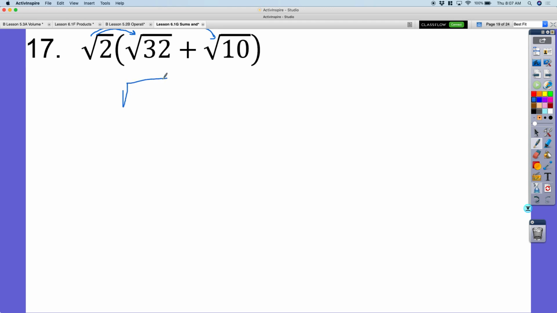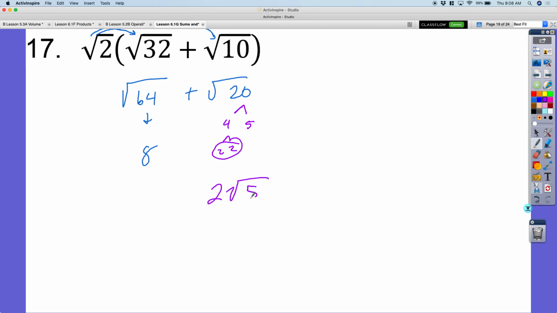This would give me the square root of 64 plus the square root of 20. Then all we're going to do is solve both of these. So the square root of 64 is just 8. And now we're going to break down the square root of 20, which is 4 and 5, and then 2 and 2. So I'd pull out a 2 to have 2 square root 5 plus 8. Remember, we can only add and subtract when they have the same square root. These obviously do not, so this would be my final solution.